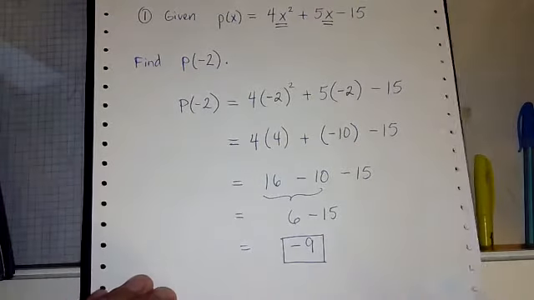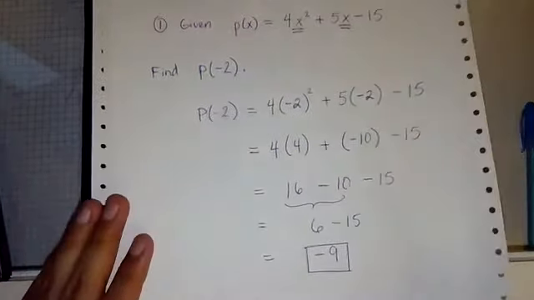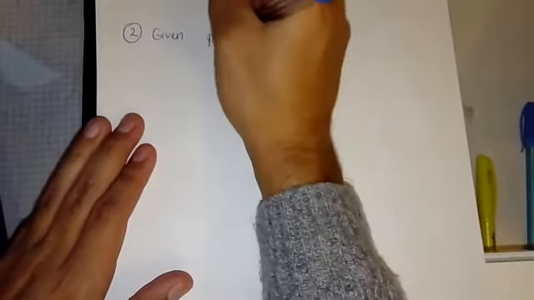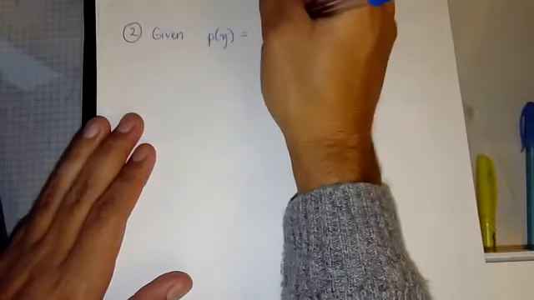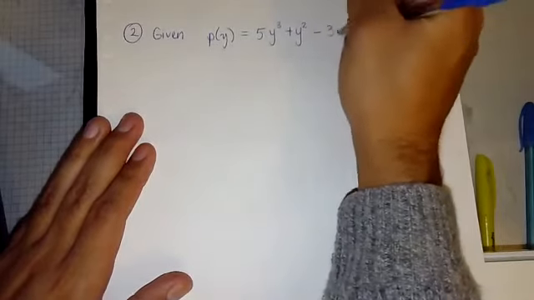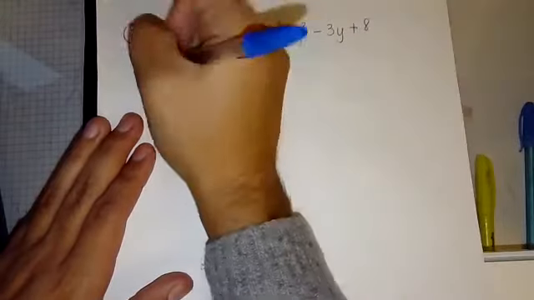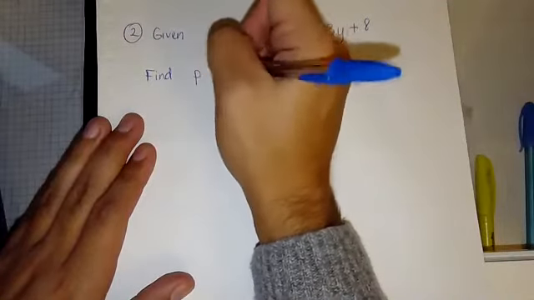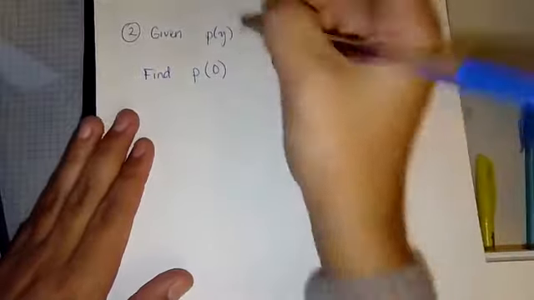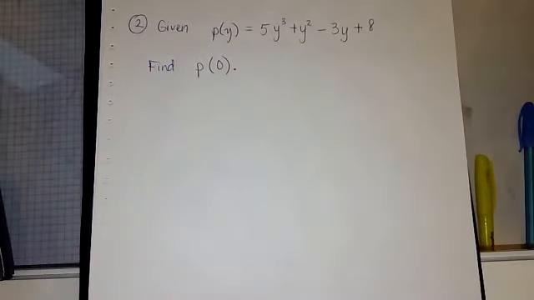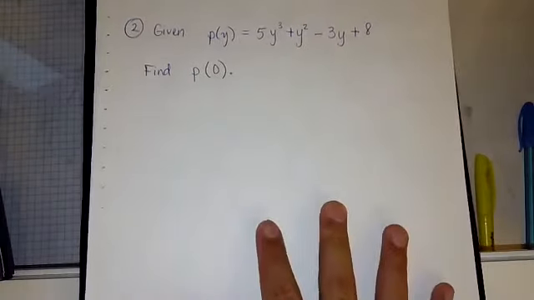Okay, let's look at another example. Given p of y is equal to 5y to the third power plus y to the second power minus 3y plus 8, find p of 0. Okay, now I'm going to give you guys a little bit of time to write that down.